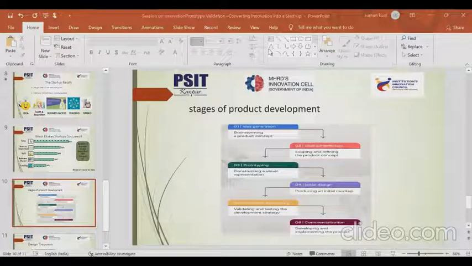Once your initial testing is complete, you are ready to begin producing the final product concept and launch it to your customer base. Okay.